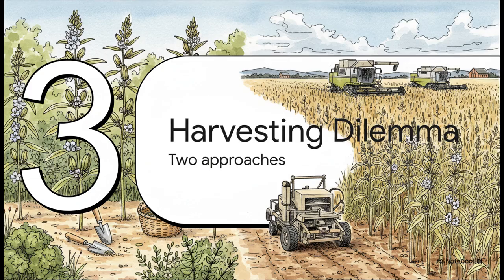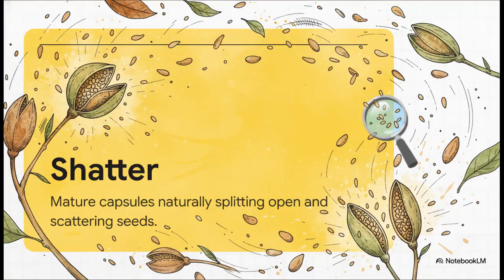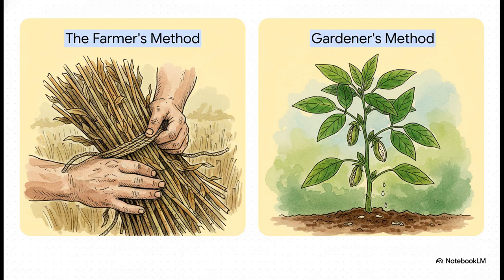Which brings us to a really interesting crossroads. Section 3, Two Approaches to Harvesting. To really grasp this dilemma, we have to look closer at that word, shattering. This is when the mature capsules naturally split open and rapidly scatter their seeds everywhere. This inevitable, natural scattering is the driving force behind the entire harvesting challenge for literally anyone growing sesame. Because these capsules shatter the very moment they mature, we're left with a massive dichotomy. On one hand, we have the farmer's method, which relies on strict intervention. On the other, we have the gardener's method, relying entirely on natural progression. Basically, how do we respond to the plant's built-in urge to just let go and shatter?